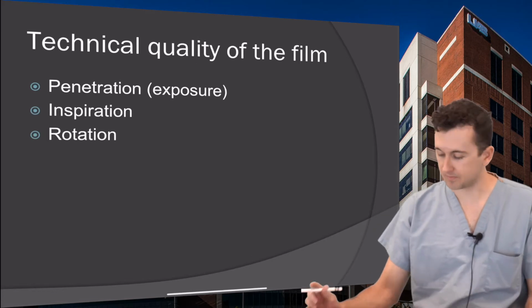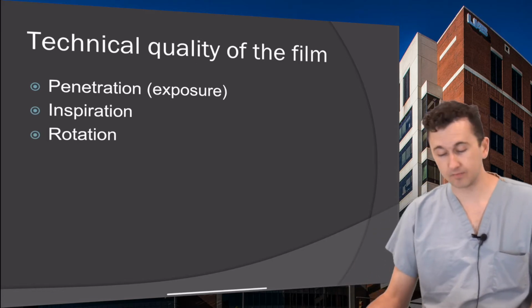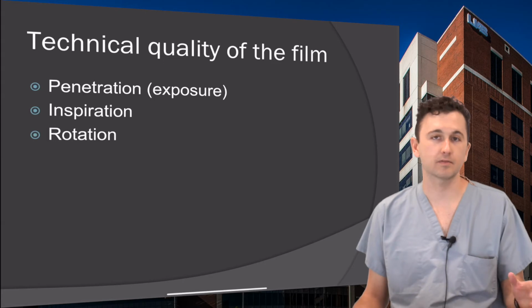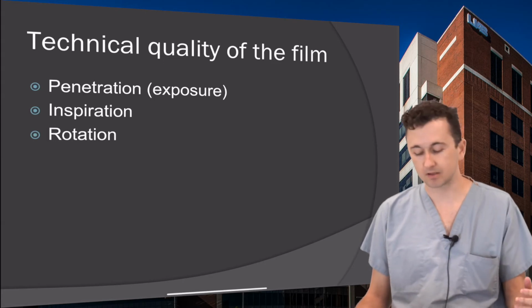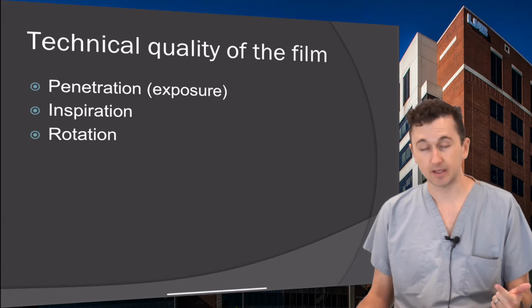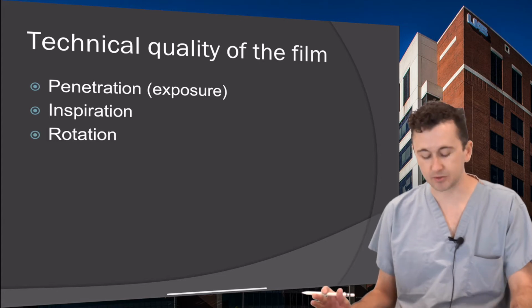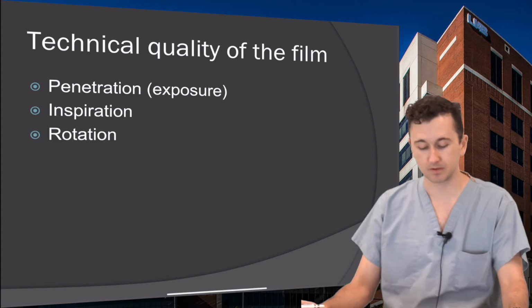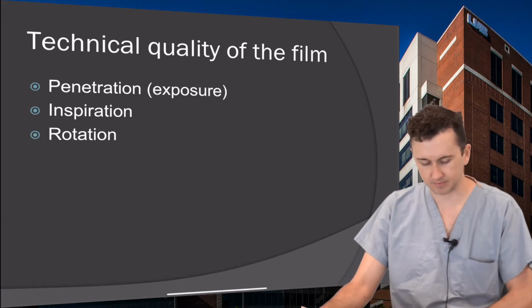Okay, so let's talk about the technical quality of the film. There are a lot of different ways to assess the technical quality of the film, but the three that I want you guys to know about are penetration, inspiration, and rotation. So penetration is also known as exposure, but let's look at these.